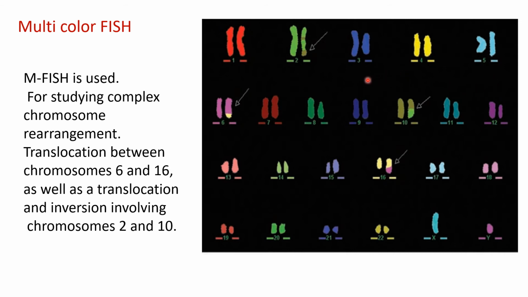In this photomicrograph, we can see translocation between chromosome pair 6 and chromosome pair 16. That is, a part or segment of a chromosome is translocated from here to here and from here to here. Also, we can see translocation between chromosome pair 2 and chromosome 16. We can see a piece of this segment of this chromosome is translocated here, and this piece has come to here. Also, there is inversion seen in another part of this translocated chromosome.